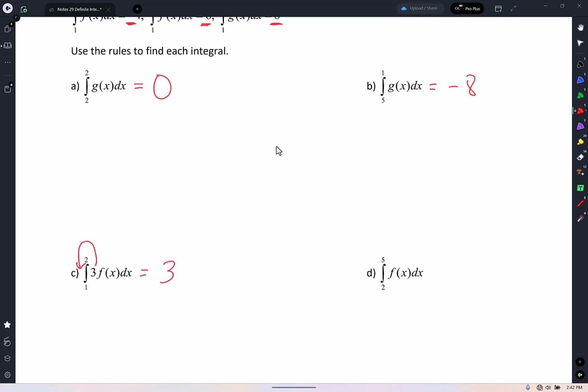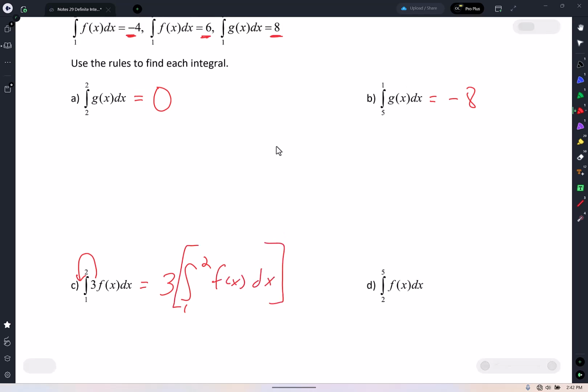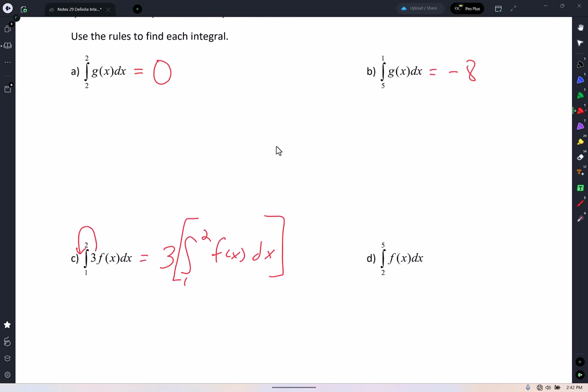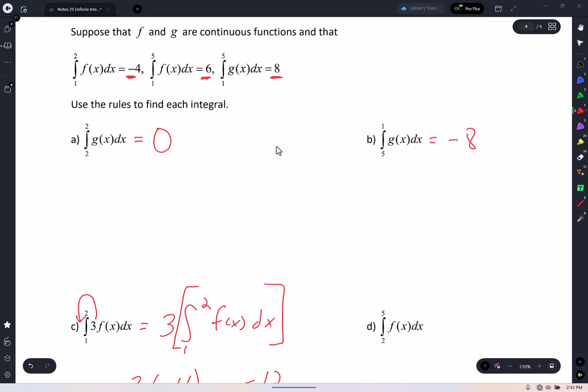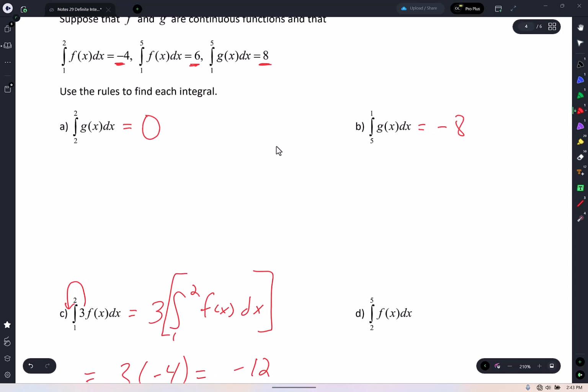Next one. That 3, I can bring it to the front here. So I can go 3 integral 1 to 2 of f of x dx. So what is the area under the curve from 1 to 2? Do they give me that? Yeah, they do. So this is going to be 3 times negative 4, which is negative 12. Okay, we reach our first pickle. Relax, it's not even that bad.